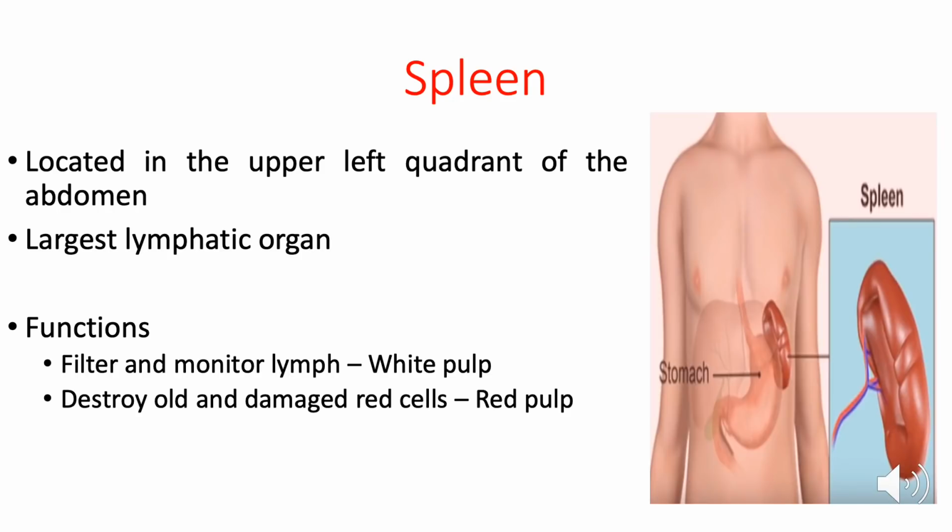The next organ that we will discuss is the spleen. This is the largest among the lymphatic organs, and it is situated on the upper left quadrant of the abdomen. The spleen functions to, number one, filter the lymph, and this is carried out by its white pulp. And the spleen is known to be the graveyard of old red blood cells because one of its functions is to destroy old and damaged red blood cells, and this is carried out by its red pulp.